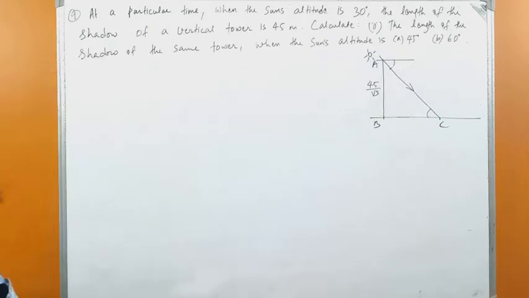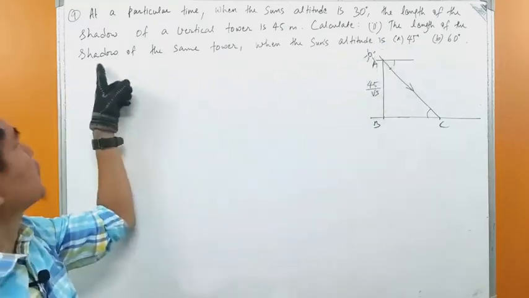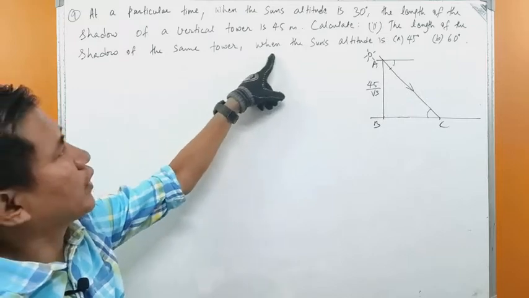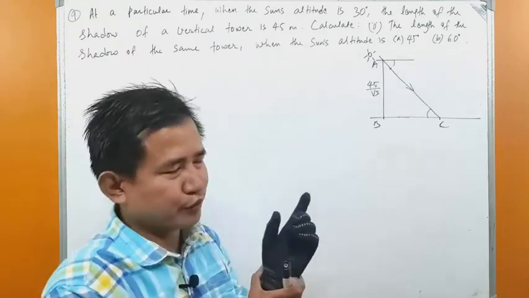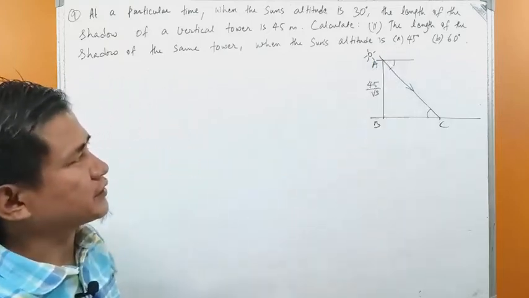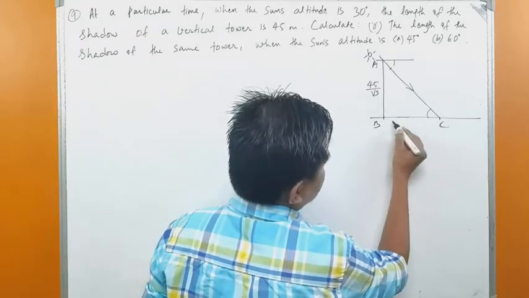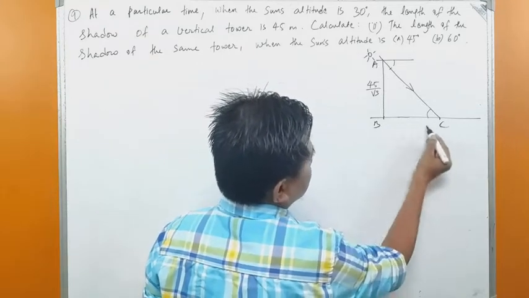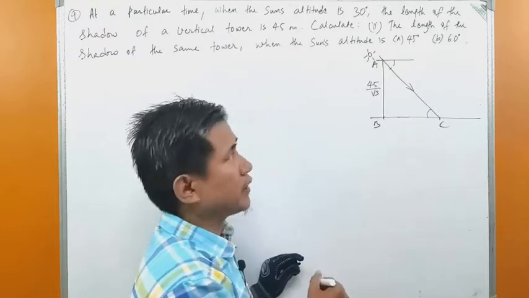Question number 2 of 9, that is, the length of the shadow of the same tower when the sun's altitude is (A) 45 degree, and (B) 60 degree. Two cases. First case is 45 degree and the second case is 60 degree. We are asked to find the length of the shadow of the tower. So BC is not given to us now. We are asked to find BC. BC means the length of the shadow of the tower.